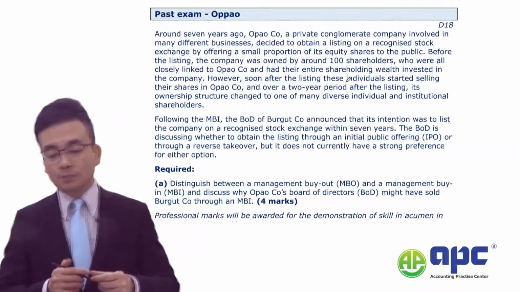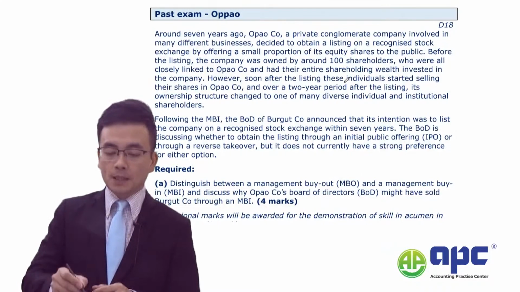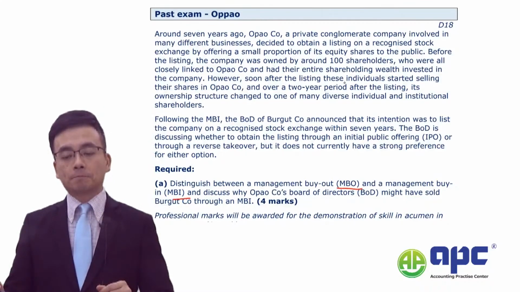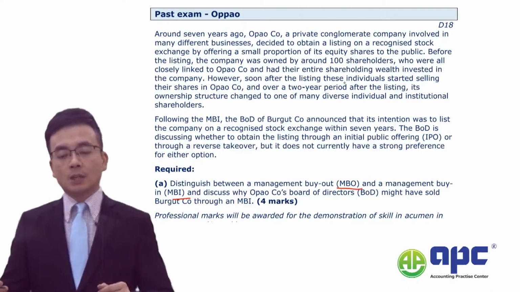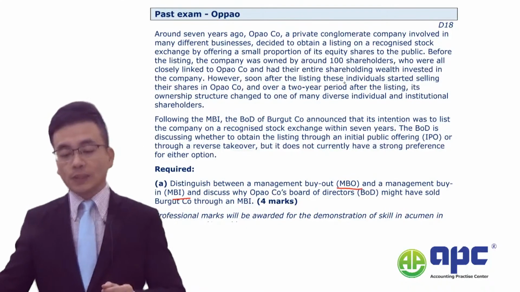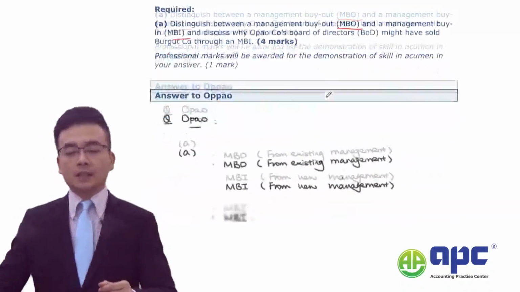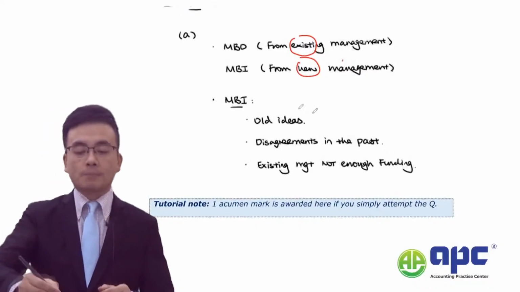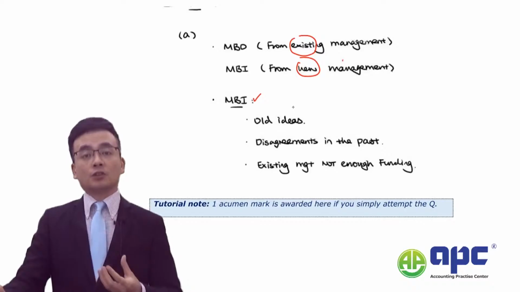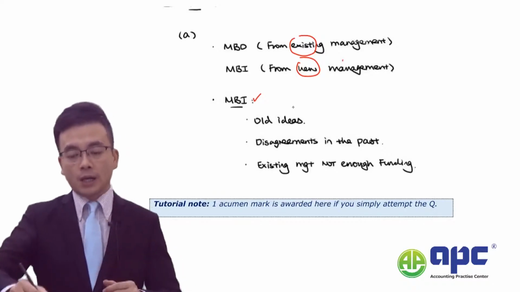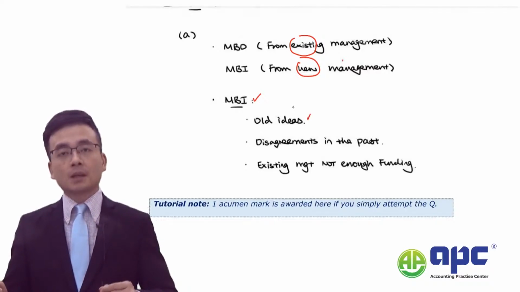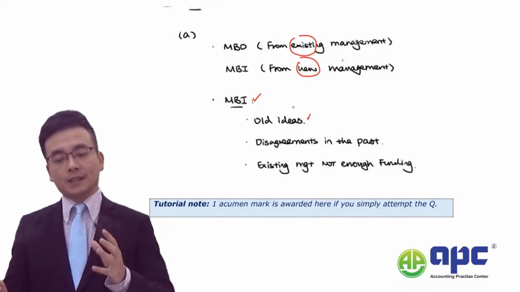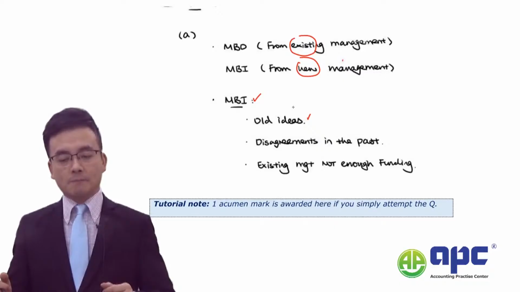Now we need to distinguish between the MBO and the MBI and discuss why the board may have sold through using MBI, which means allowing external management team members to buy in. When distinguishing these two, you could say that one is focusing on existing and new shareholders. And why you would like to use MBI means you need to talk about the advantages of MBI. You're getting rid of the old ideas from the existing management team members, and the disagreement by your existing management team members will not exist if you're introducing new management team members.